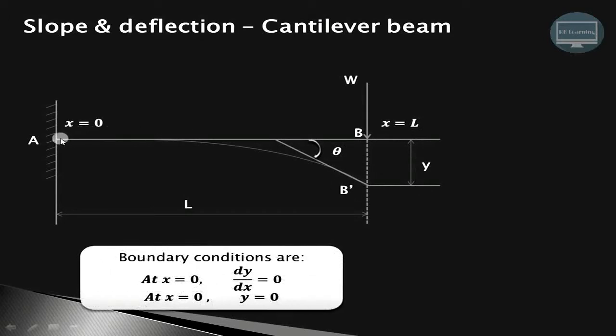Now the boundary conditions, as we can see over here, at this particular fixed end there is no slope. So slope is 0, and therefore at x is equal to 0 the slope is 0. Similarly, at x is equal to 0 there is no deflection, and therefore y is also equal to 0.